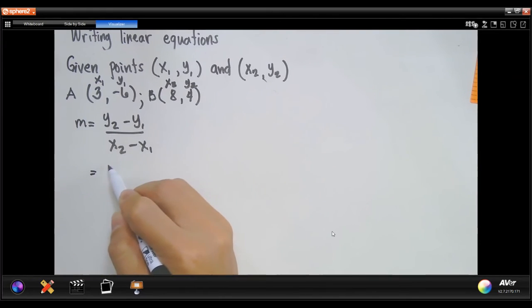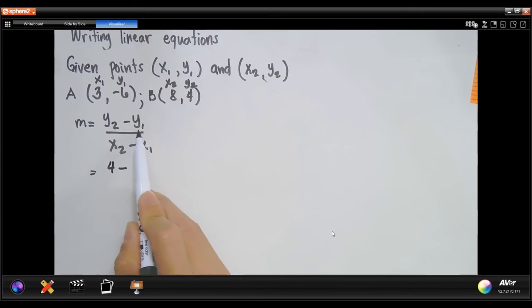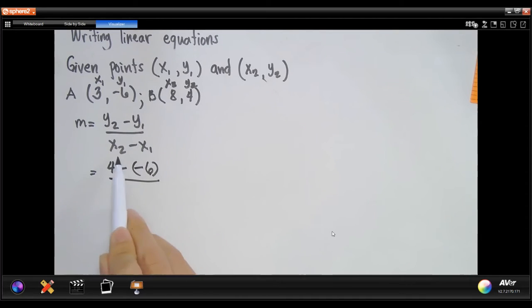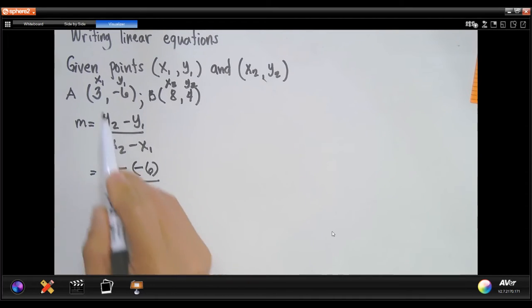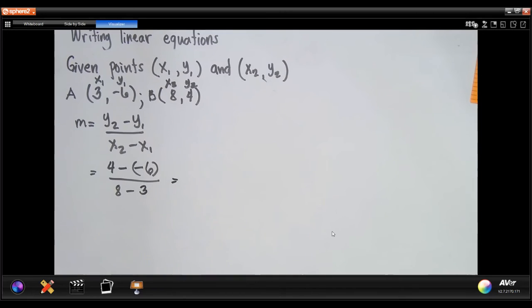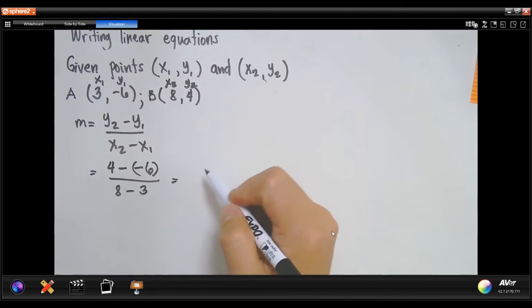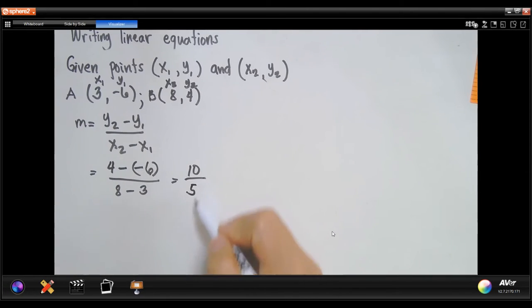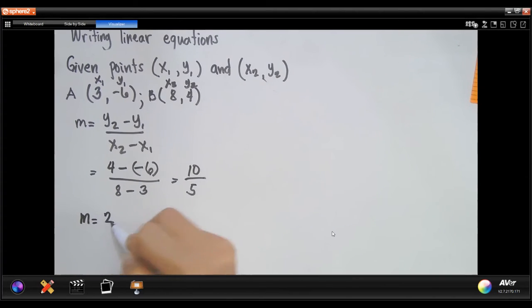Y2 is 4 minus y1 is -6, so minus -6 over my x2, 8, minus x1, which is 3. Simplify that. Negative, negative, so it will be positive. So 4 plus 6 will give us 10. 8 minus 3 will give us 5. So 10 divided by 5 will be 2. So our m now will be 2. So that's the first step. Find the slope of the given 2 points.